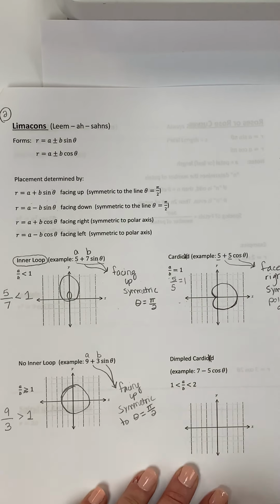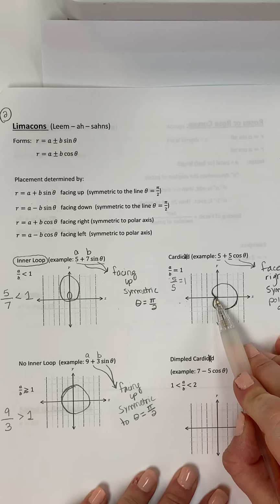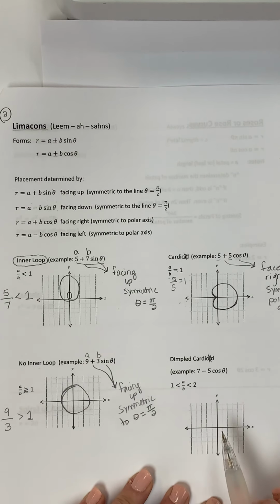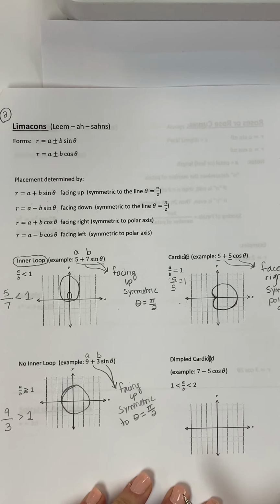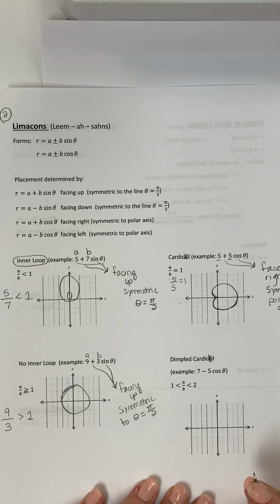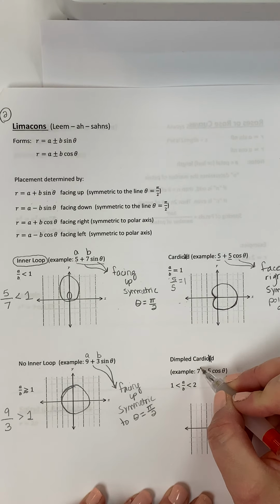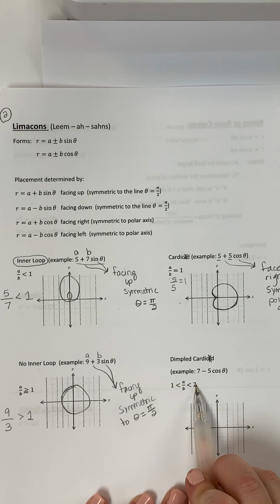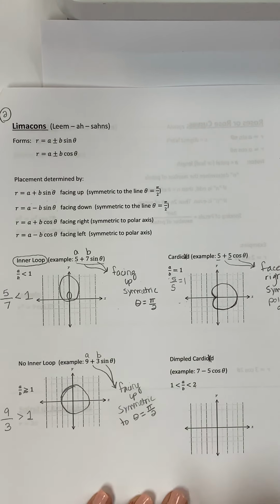So a cardioid goes in a sharp point. A dimpled cardioid just kind of dips in a tiny bit. It doesn't go quite as deep in that center there. This happens when your ratio of A over B is somewhere between 1 and 2. It's greater than 1, but it's less than 2, okay?